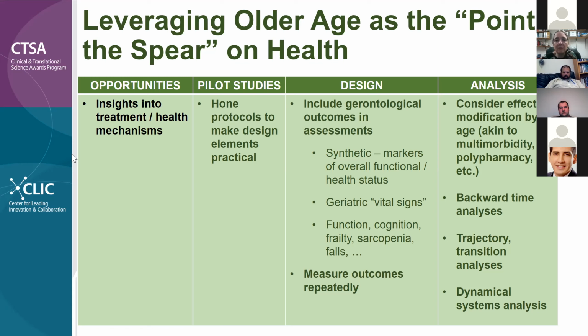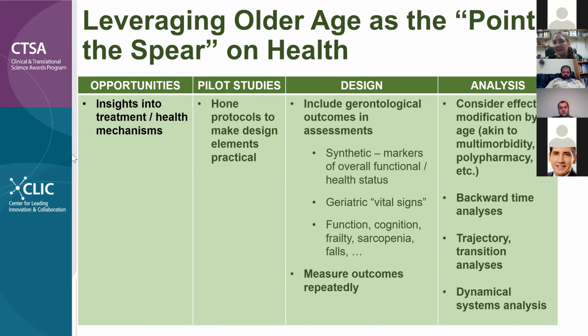What do I really mean by this? Well, I mean measures of physical function, performance, walking speed, grip strength, measures of cognition, frailty, sarcopenia in older adults, falls, these sorts of things. And then, probably goes without saying, but measure outcomes repeatedly, because trajectories or trends give us an opportunity to possibly infer earlier mechanistic causes.